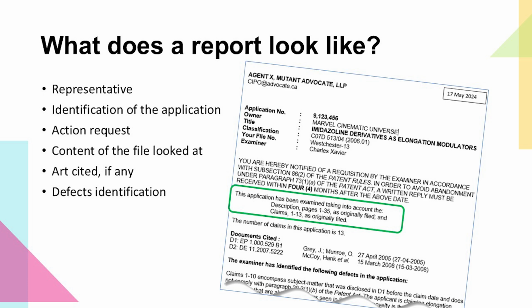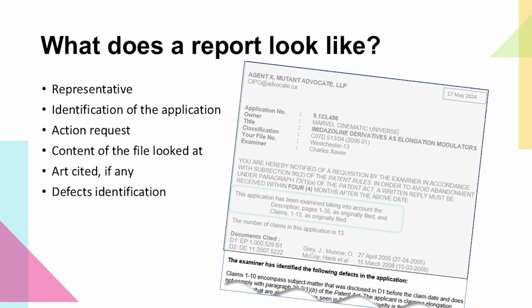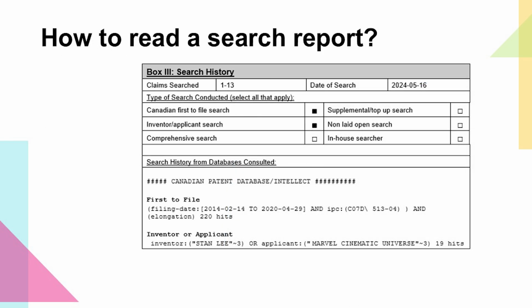And then you will find that the meat of this report is the defects, if any of them are found. That is where you will learn if your application complies with the Patent Act and rules or not. And if it doesn't, what are the defects that need to be corrected for the application to proceed to allowance and get granted? Then the very last part of an examiner's report is the search report.